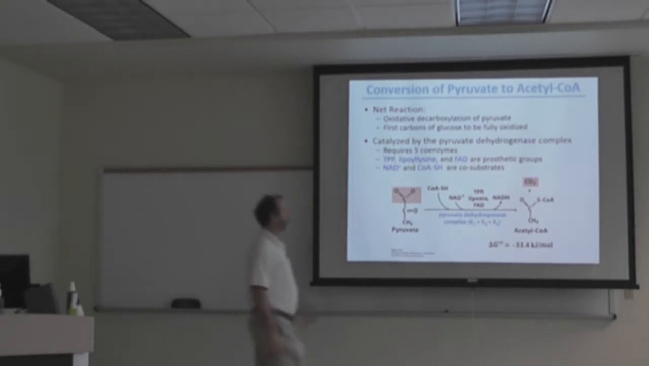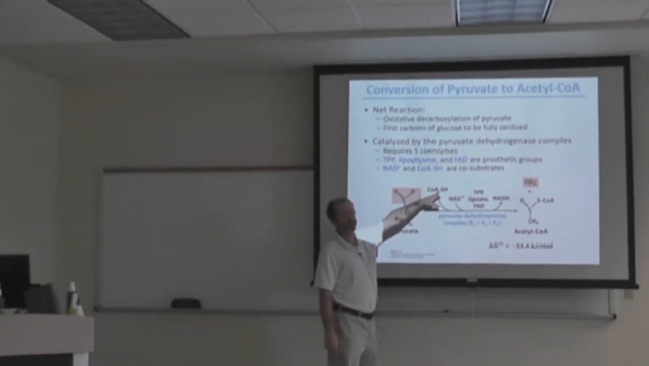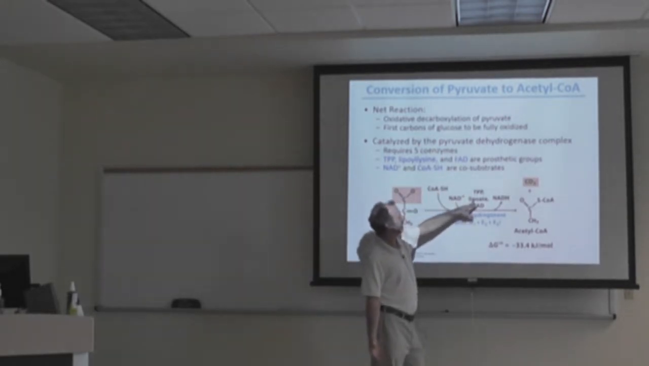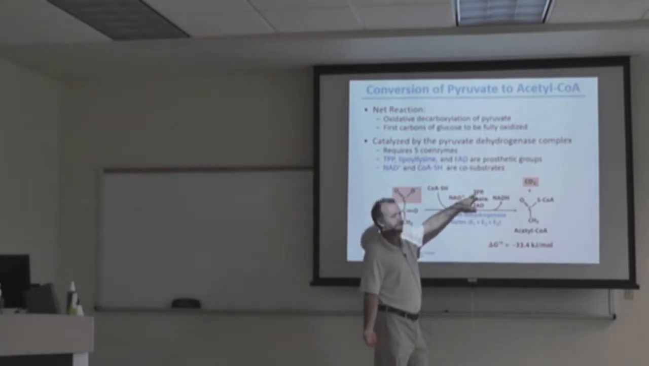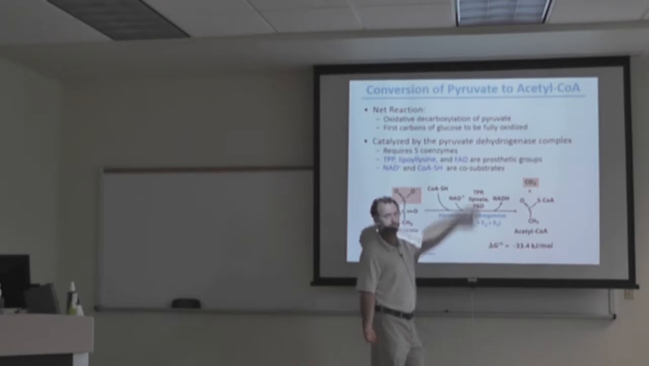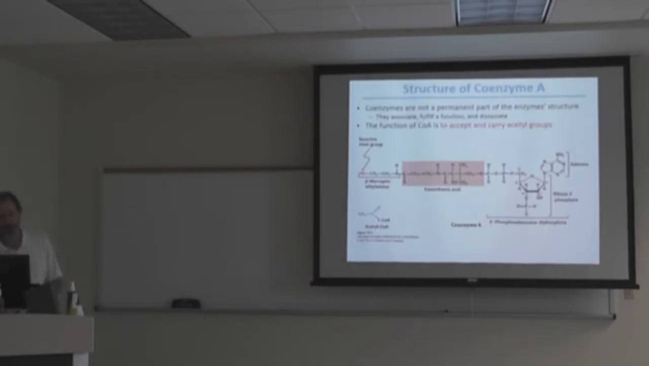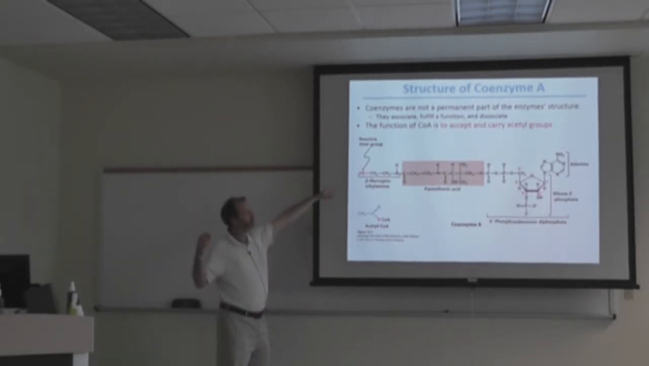Okay, so coenzyme A is a required cofactor. So is NAD, FAD, lipoate or lipoic acid is another cofactor, and thiamine pyrophosphate is another required cofactor for this reaction. Coenzymes are not a permanent part of the enzyme structure, so they associate, fulfill a function, and then dissociate. So they're not covalently bound.